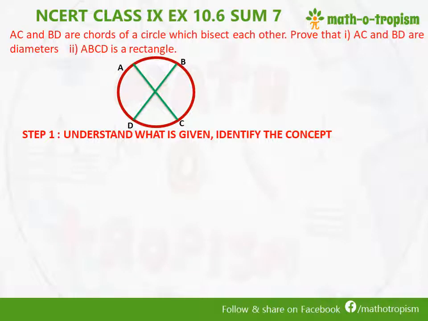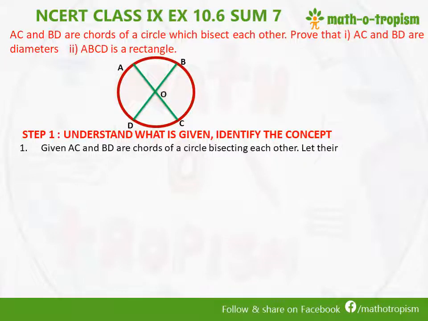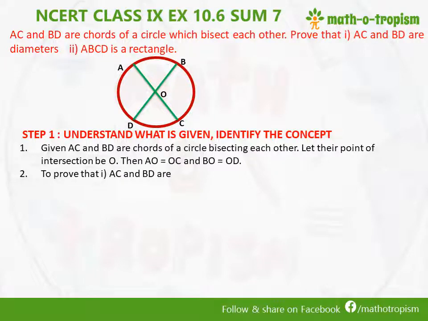Understanding what is given and identifying the concept, we have that AC and BD are the chords of a circle which bisect each other, and let the point of intersection be O. So it means that the point is dividing the lines into two equal halves. As a result, AO is equal to OC and OB will be equal to OD. Now we need to prove that AC and BD are the diameters. So we need to join AB, BC, CD and then DA.